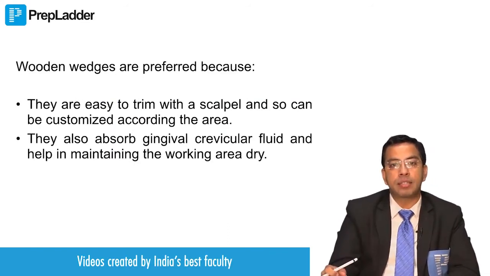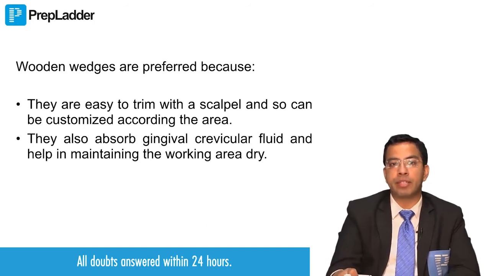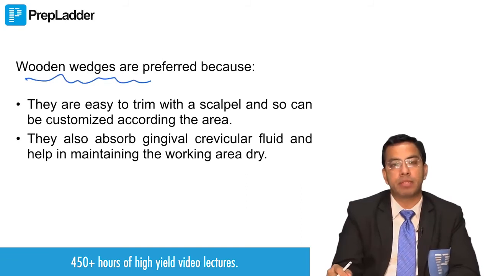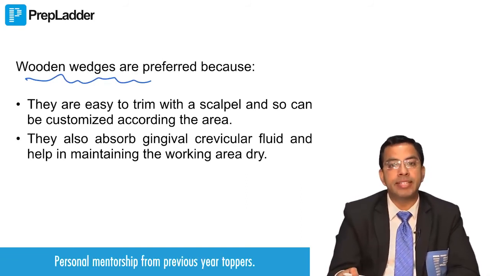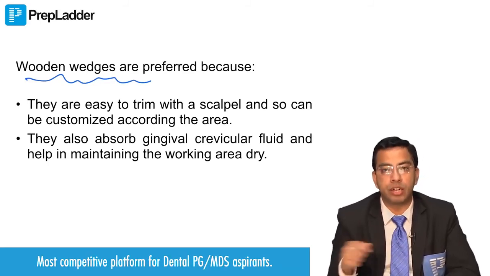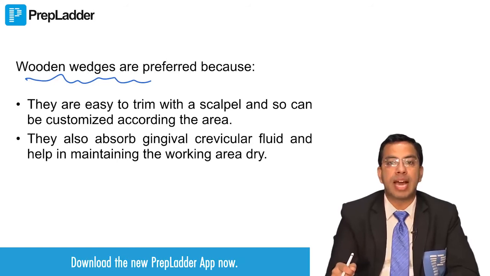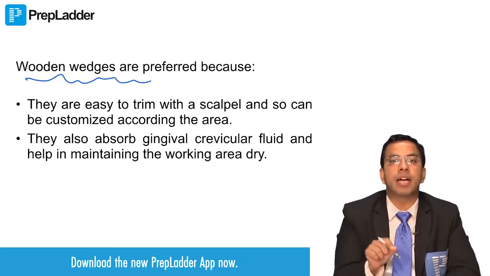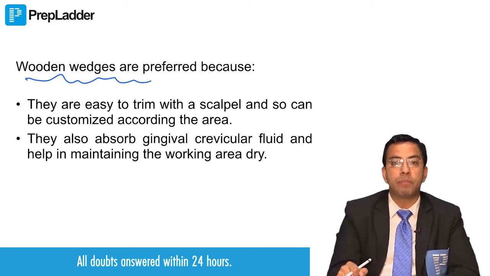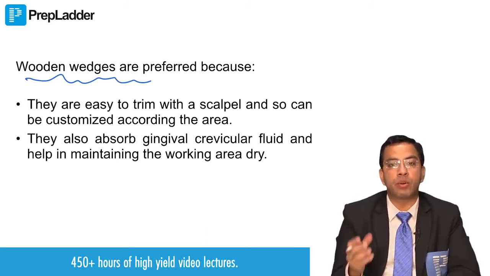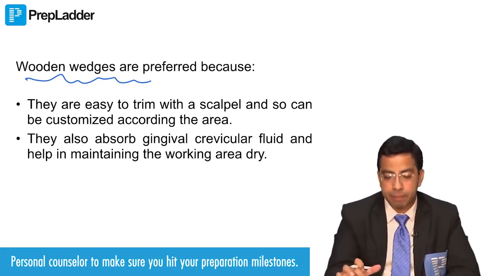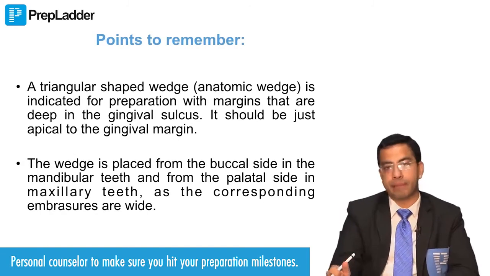If you have to compare the different types of wedges and which ones are the best, probably wooden wedges are the best ones. Why? Number one, they are easy to trim with the scalpel, so they can be customized according to the area. You can just contour your wooden wedge with your scalpel or with your blade and make the desired shape, and then you can use it according to your requirement. Number two, since they are wooden, they are going to absorb any gingival crevicular fluid which is present and help in maintaining the area dry.